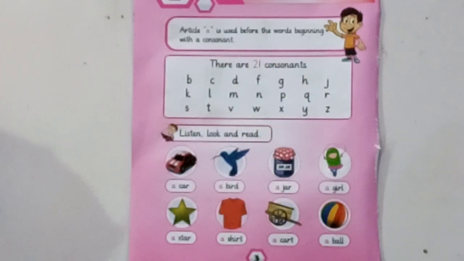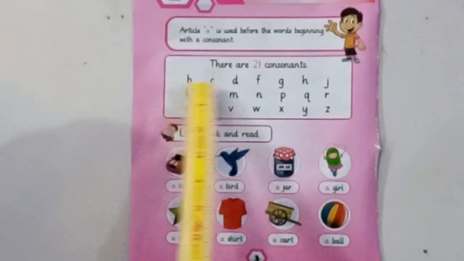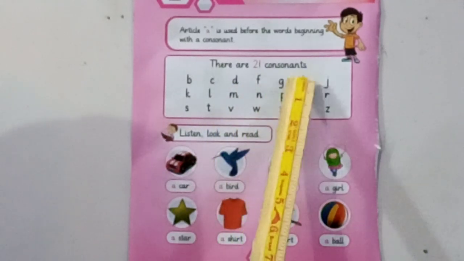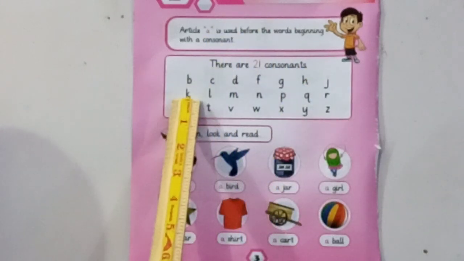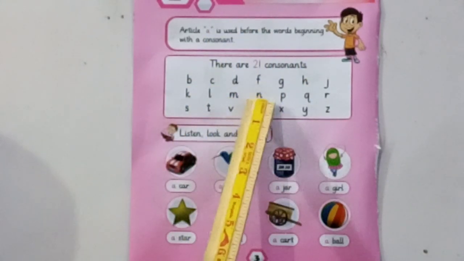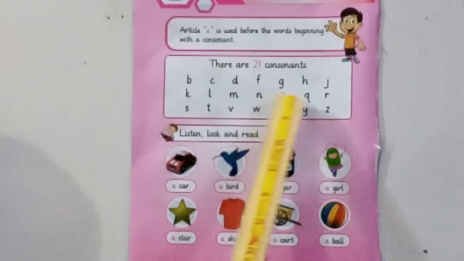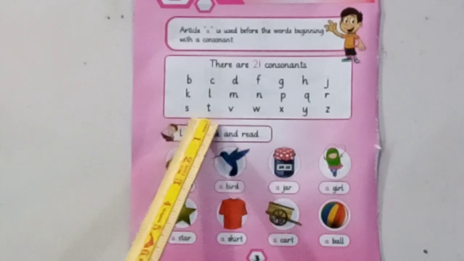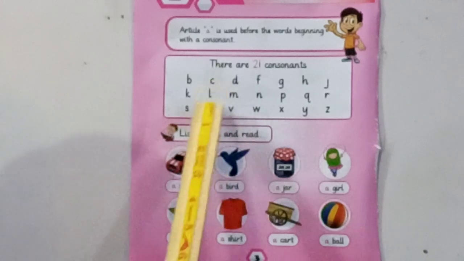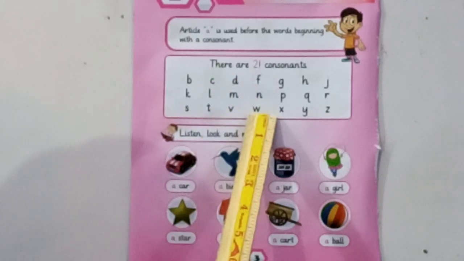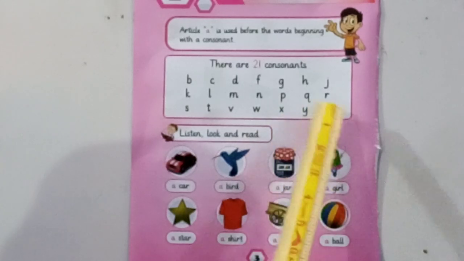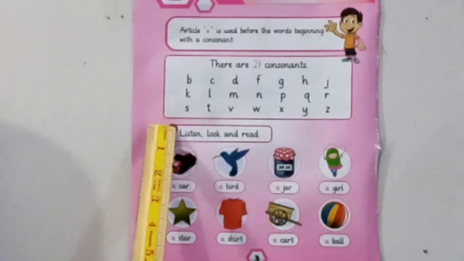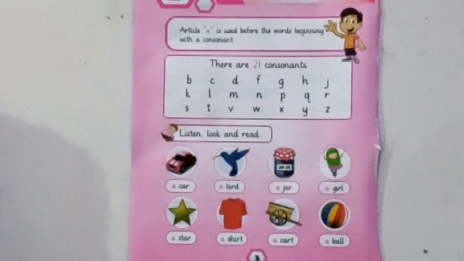21 consonants. B, c, d, f, g, h, j, k, l, m, n, p, q, r, s, t, v, w, x, y, z. Students, these are 21 consonants and we use a before words beginning with the consonants.